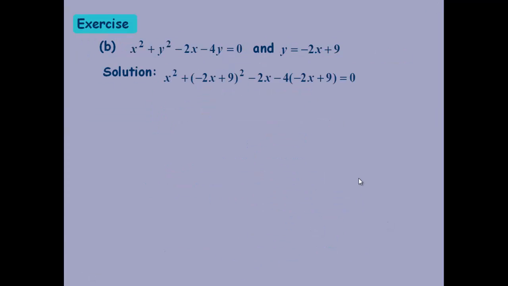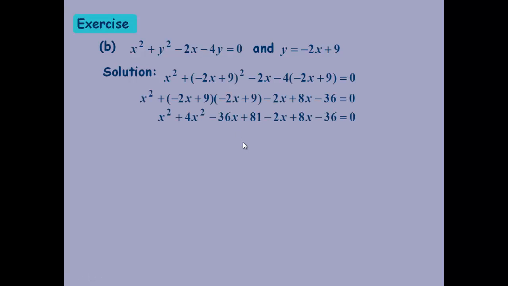Part B, same again, sub in the y value from the linear equation into the circle equation, tidy it up. It's a little bit more complex this time, isn't it?